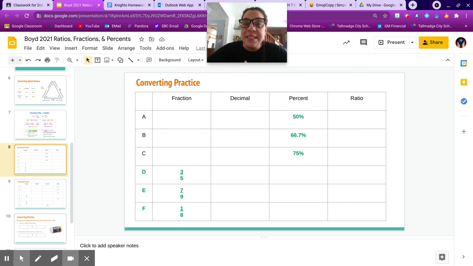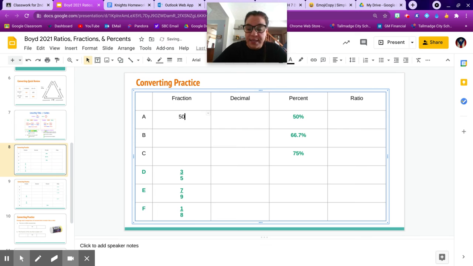All right, so let's take a look at a couple of these just so I can show you what you're going to do. For the first one, we already talked about 50%. We know that 50% is 50 out of 100, which is 1/2. We know that 50% as a decimal, 1 divided by 2, is 0.5 or 0.50. You can write it either way. They both mean the same thing.